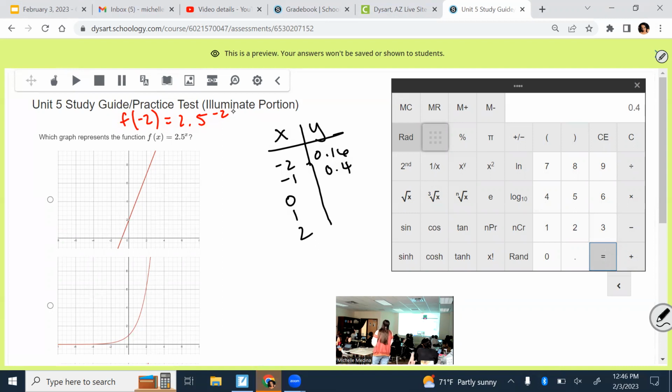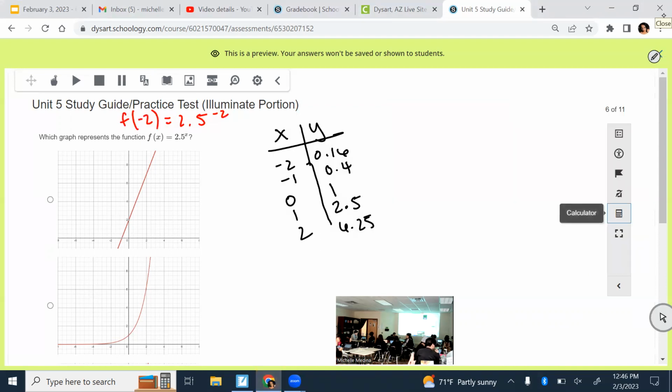Anything to the 0 power is what? 1 actually. That's why I say use your calculator anyway. 2.5 to the first power is 2.5, and then I'll actually plug in the 2. You can plug in all of these, but 2.5 squared is 6.25. So I'm gonna use that table of values to eliminate until I find the right one.